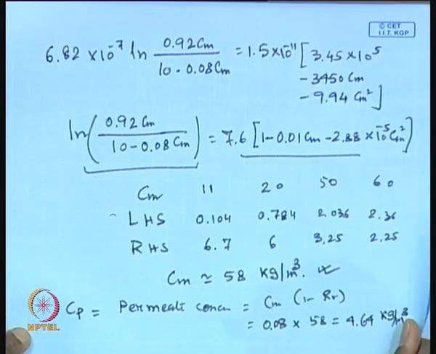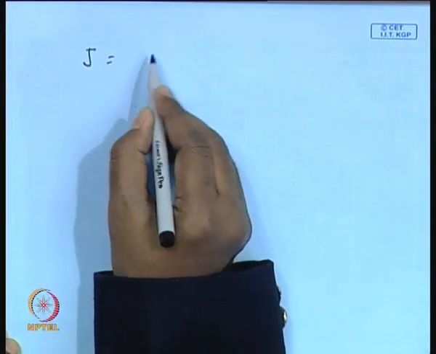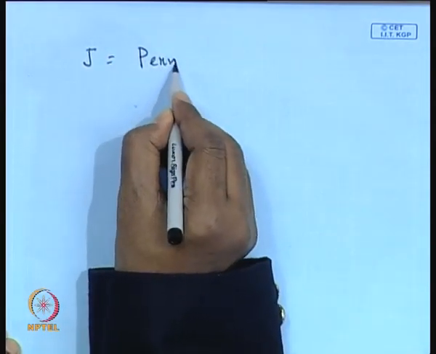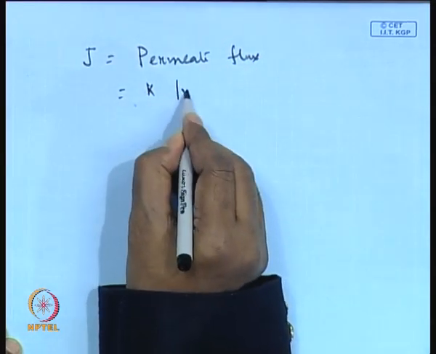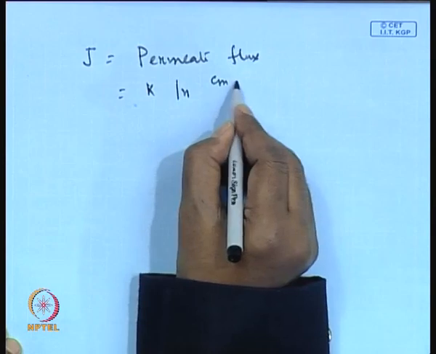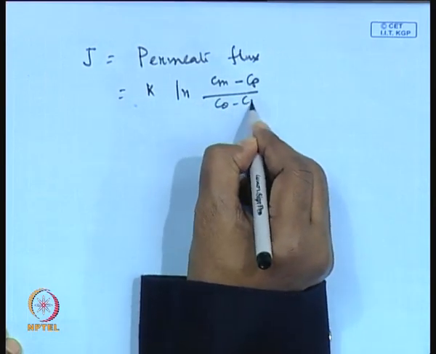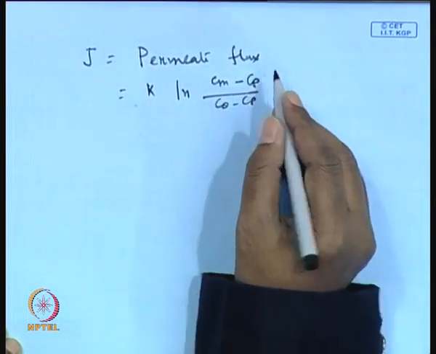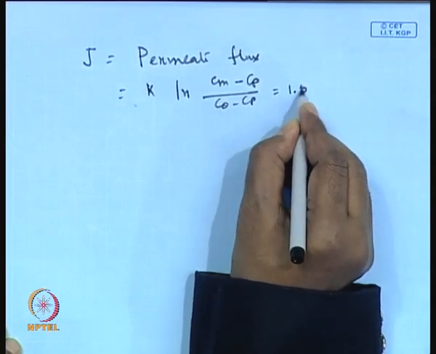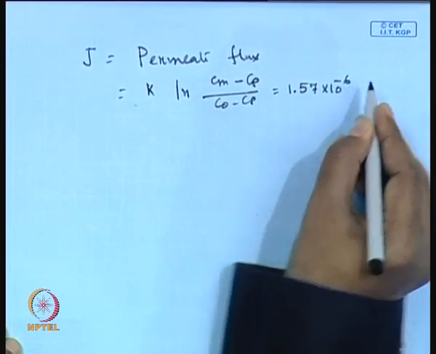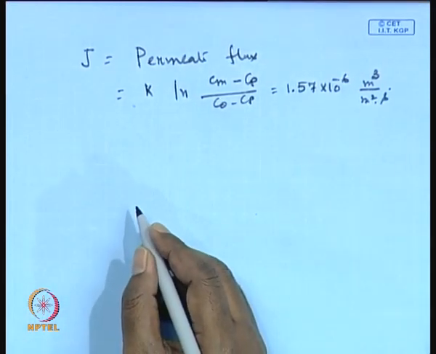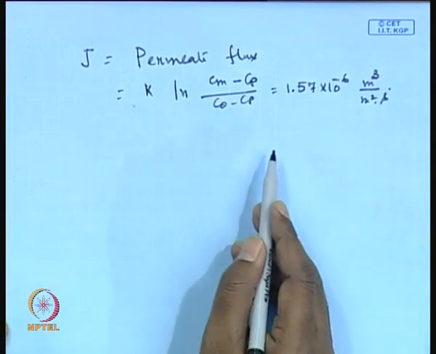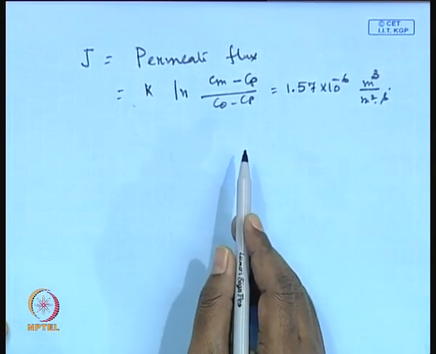Okay. So, the value of permeate flux J is equal to K ln of Cm minus Cp divided by C naught minus Cp. If you really put the values, then it turns out to be 1.57 into 10 to the power minus 6 meter cube per meter square second. So, the value of permeate concentration we will be getting around 4.64 kg per meter cube, where feed concentration was 10 kg per meter cube.